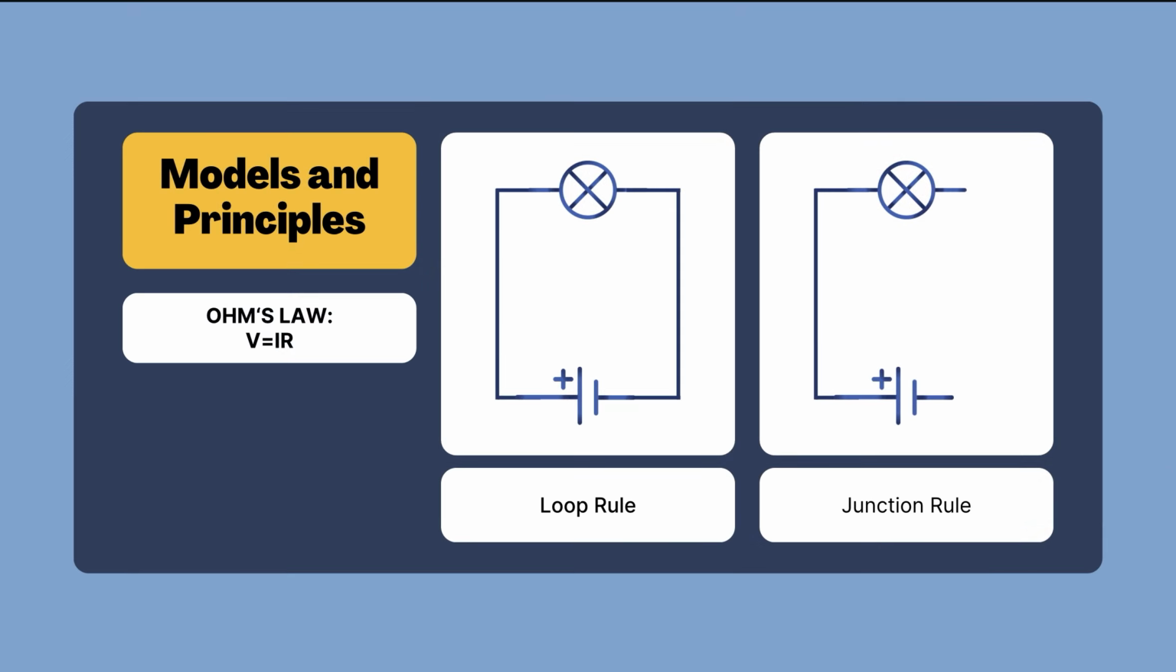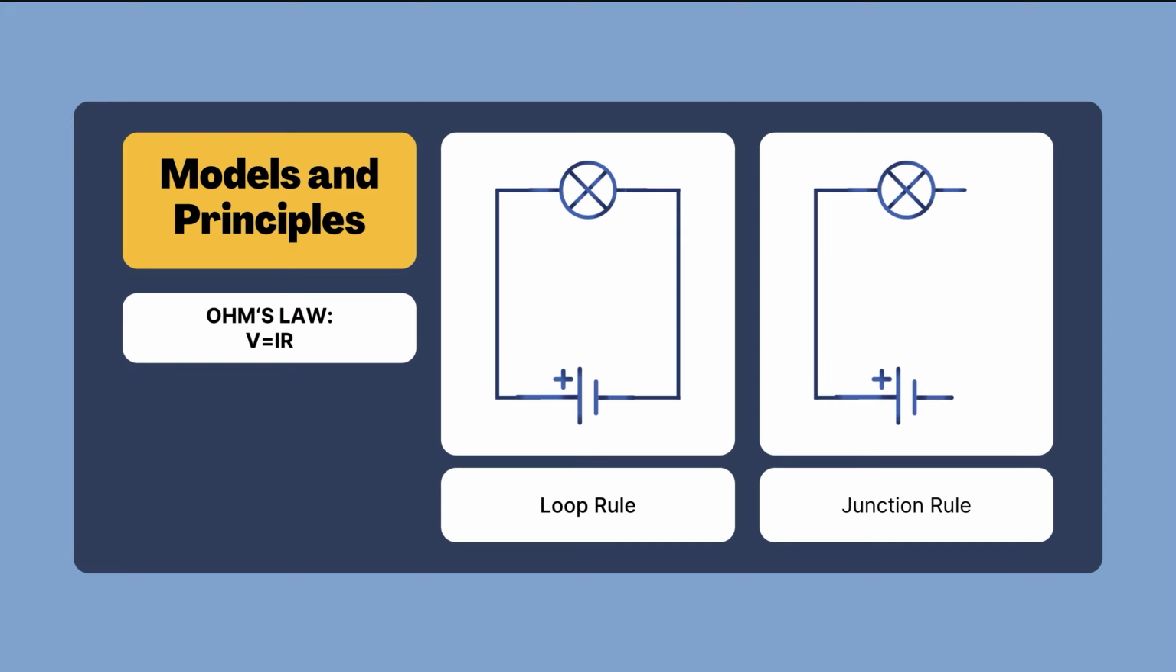I want to begin with some of the models and fundamental physical principles used in this lab. We use the loop rule, which reflects the principle of energy conservation. Voltage in a circuit loop is conserved, as shown in this first image here. Another thing we applied was the junction rule. Current is conserved in a junction too.